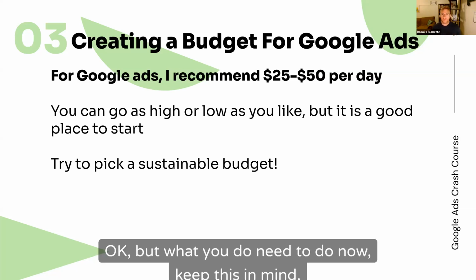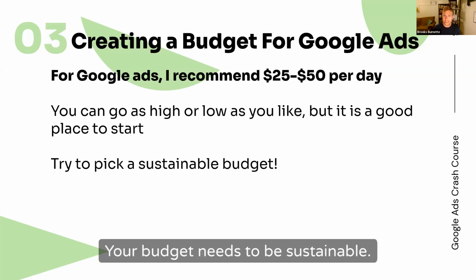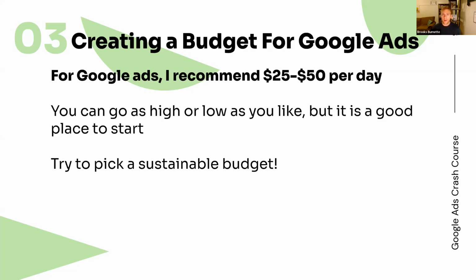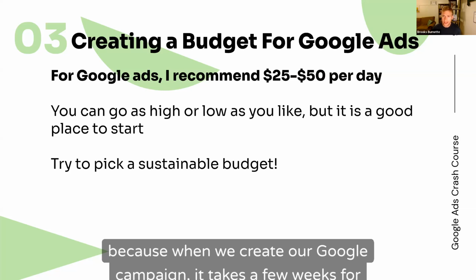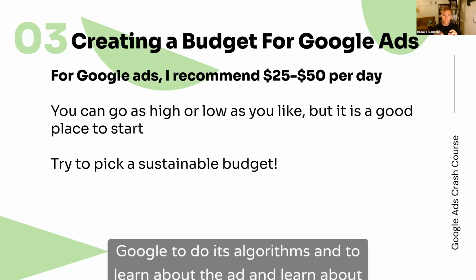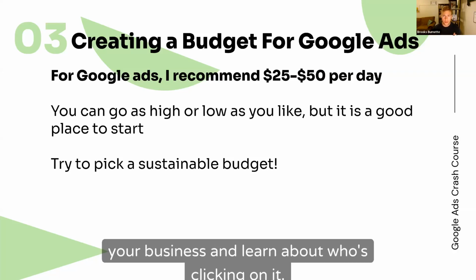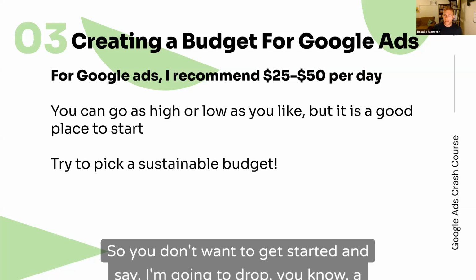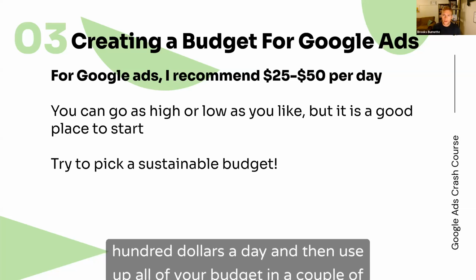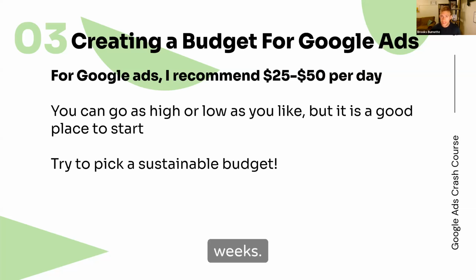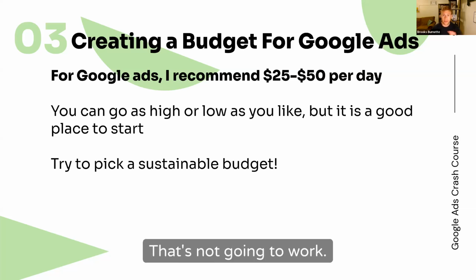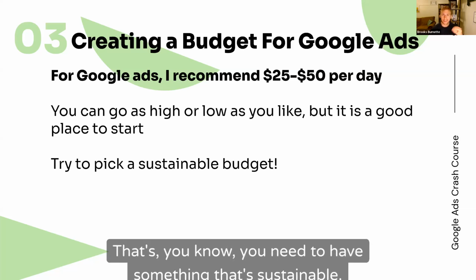But keep this in mind: your budget needs to be sustainable. When we create our Google campaign, it takes a few weeks for Google's algorithms to learn about the ad, about your business, and about who's clicking on it. So you don't want to get started and say, oh, I'm going to drop $100 a day, and then use up all of your budget in a couple of weeks. That's not going to work. You need to have something that's sustainable.